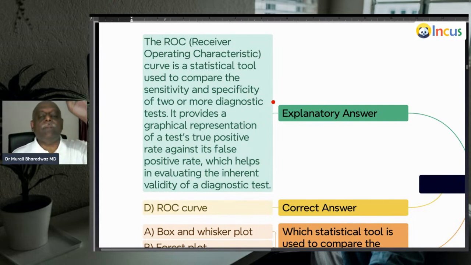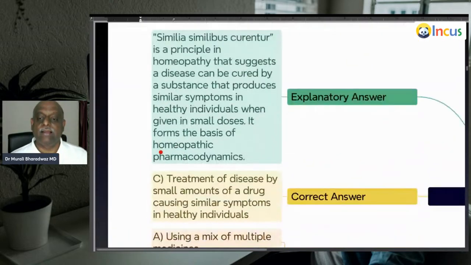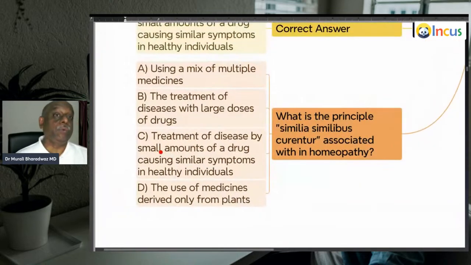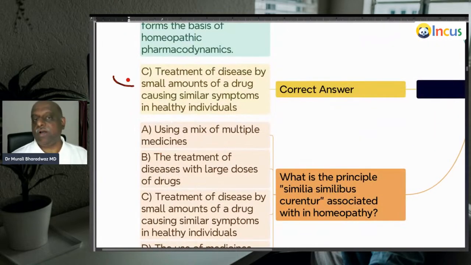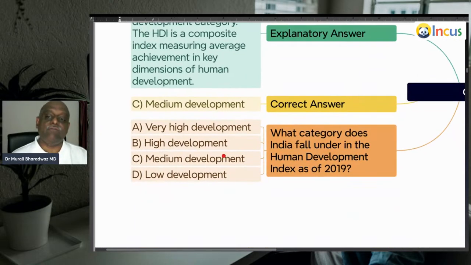Now, receiver operating characteristic curve is a statistical tool to compare sensitivity and specificity. It provides a graphical representation of the test's true positive rate against its false positive rate, which helps in evaluating the inherent validity of a diagnostic test, is what you need to remember. Similia similibus curantur means what? Treatment of the disease by small amounts of the drug causing similar symptoms in healthy individuals, which is the underlying principle of homeopathy.